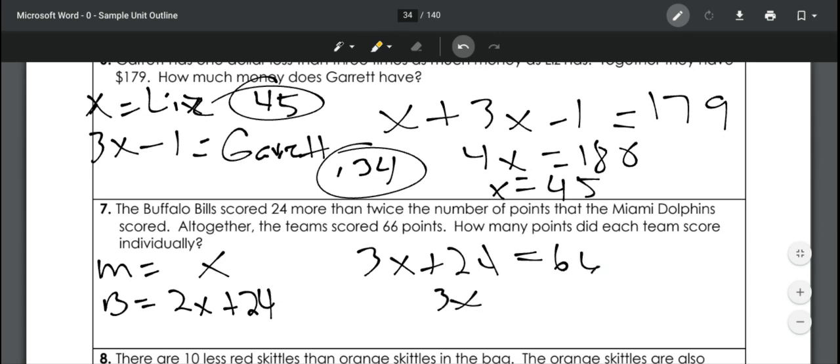And then 3x equals 42. And then divide by 3, and we get 14 for the... and then, yeah, we want both of them. So then we do 2 times 14 plus 24, and we get 52.